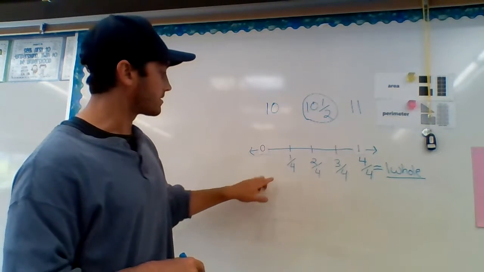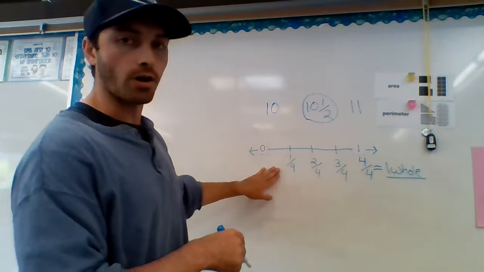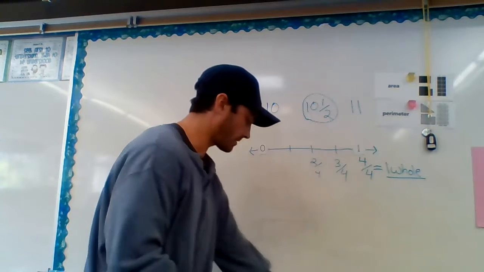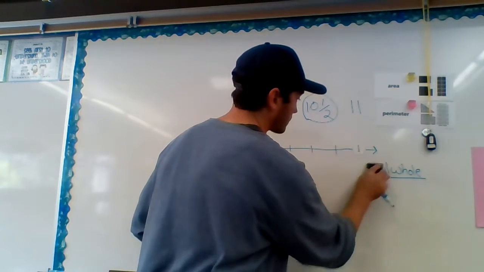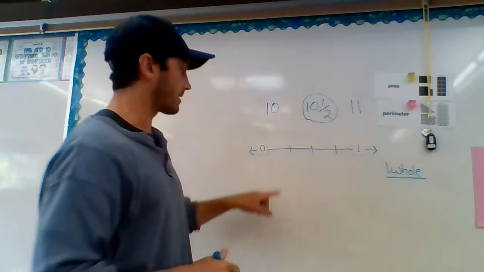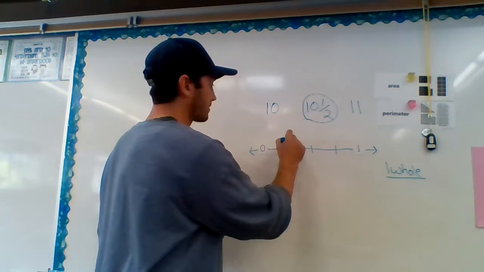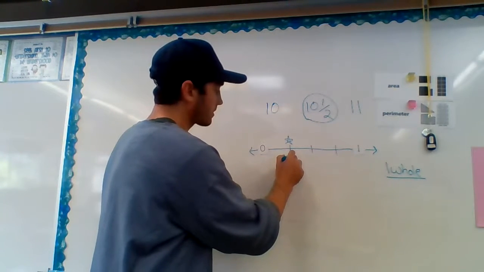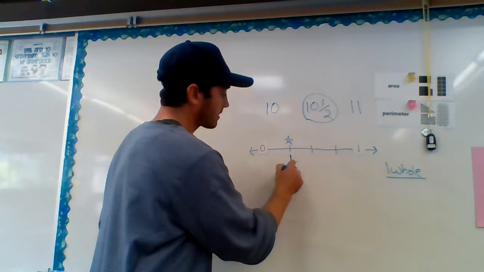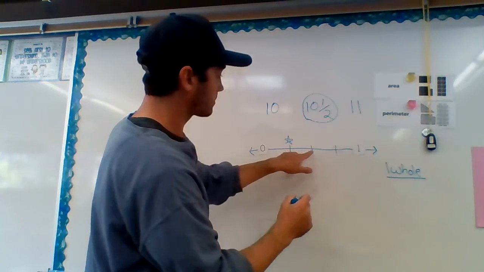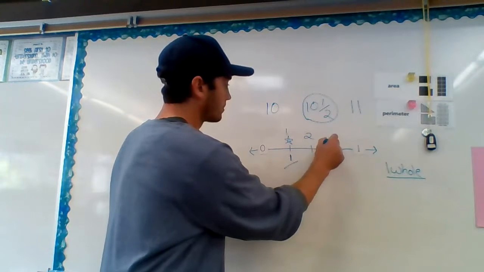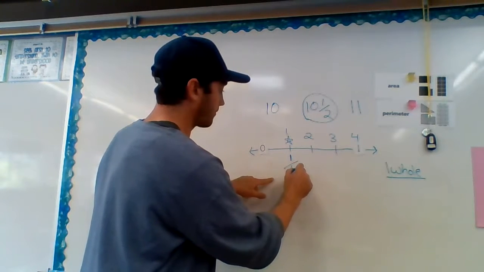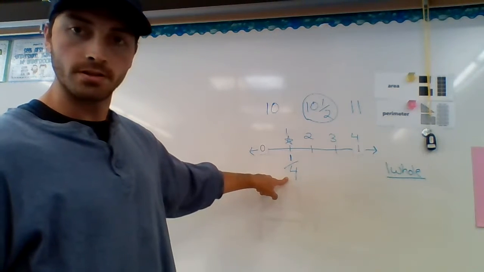So now let me ask you, how far is it from 0? Let me erase these. How far is it from 0 to our first mark? To this one here. Because we have 1 part out of 1, 2, 3, 4. So we're going to say 1 part out of 4, or 1/4. Okay?